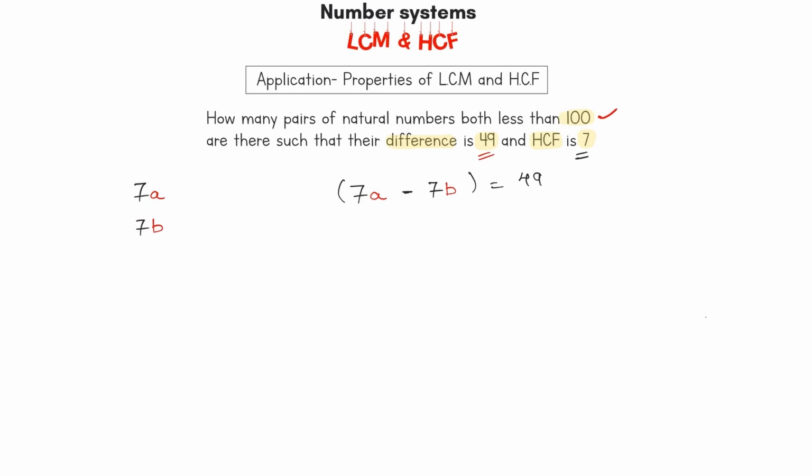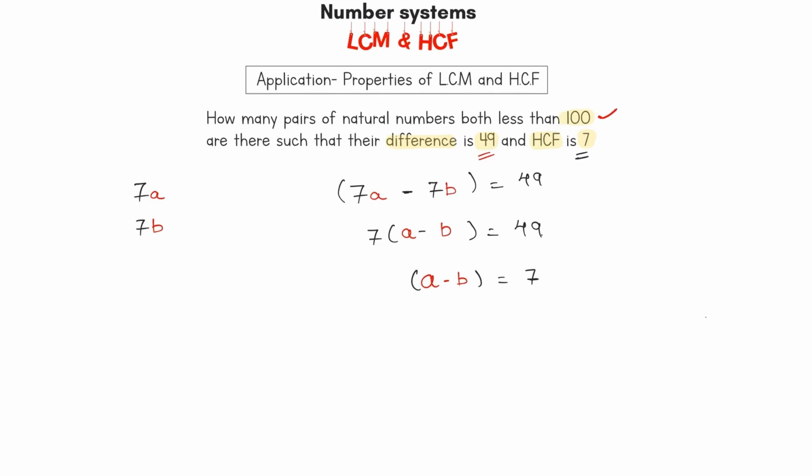What do I know about A and B? A and B are co-prime to each other, so I'll take a 7 common from here. What will remain is A minus B, and this entire thing is equal to 49. So I get A minus B equals 7, which means that the difference of A and B is 7.